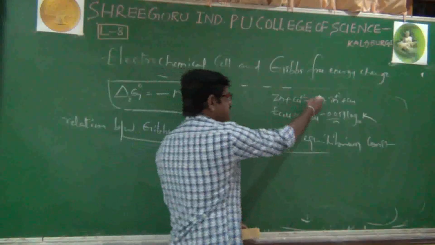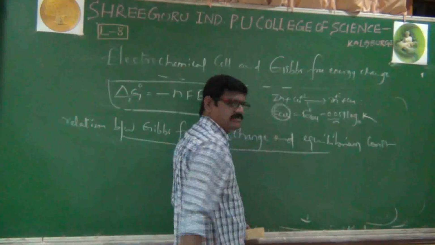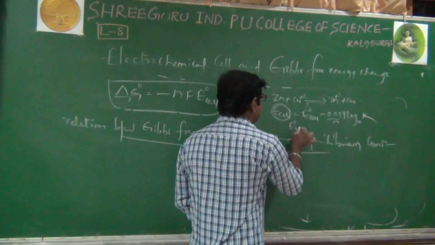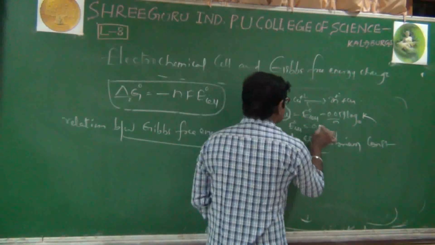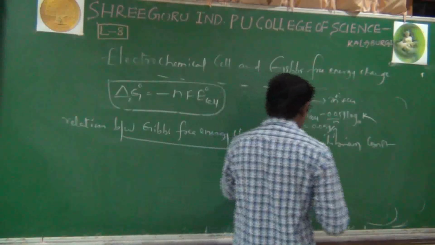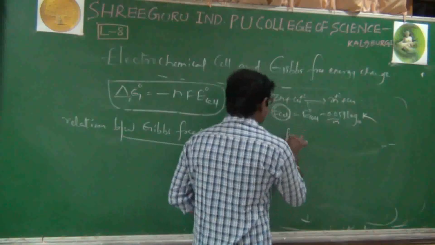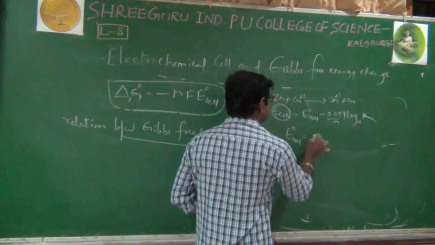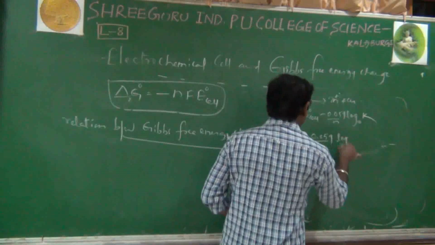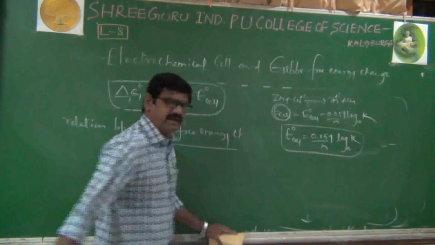Then at the equilibrium stage, as already known to you, the cell potential becomes 0. If the cell potential becomes 0, then E naught cell is equal to 0.059 by n log base 10 K. This formula we have just now derived.